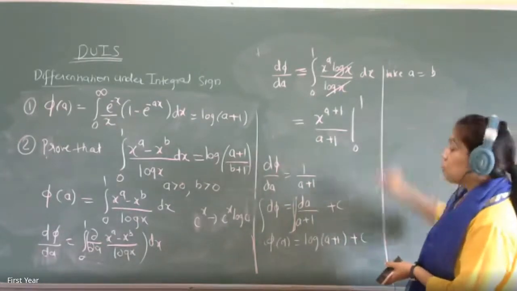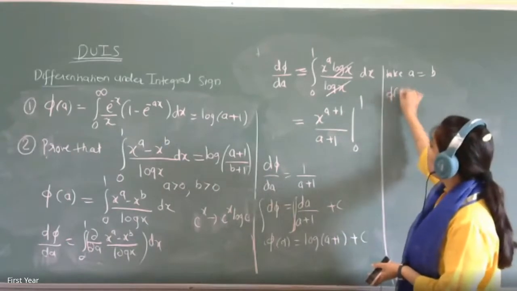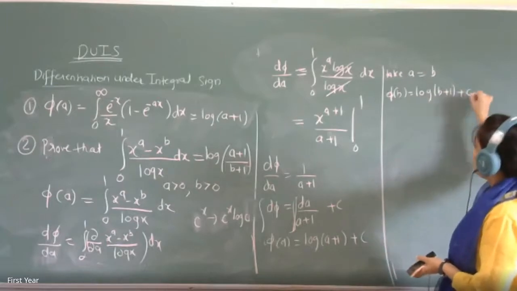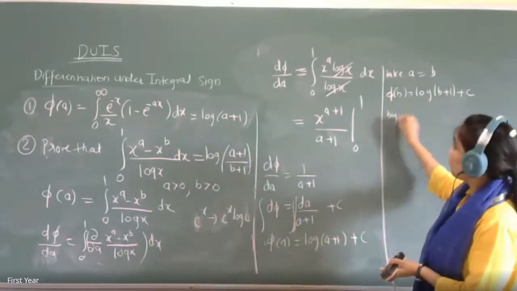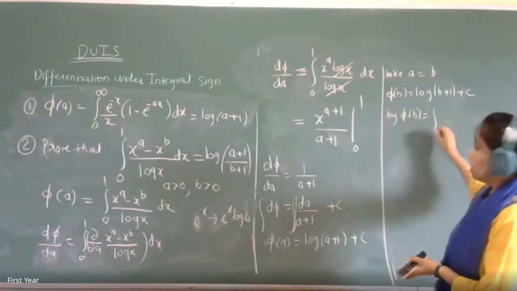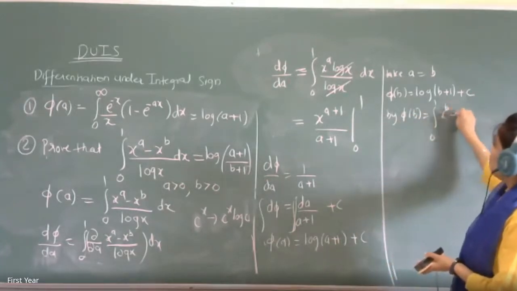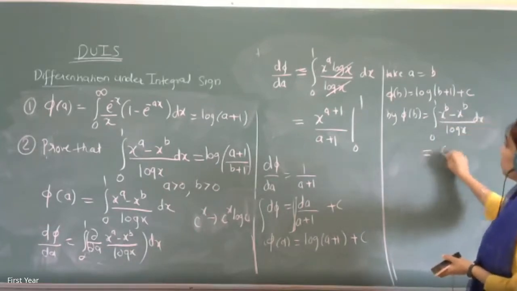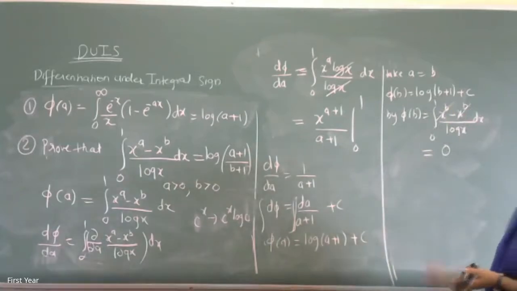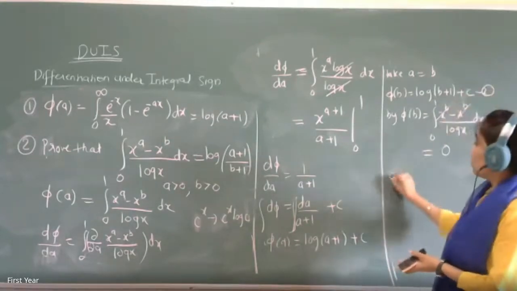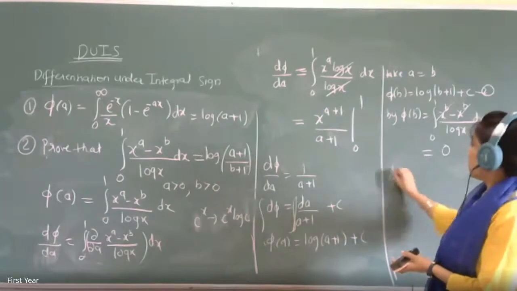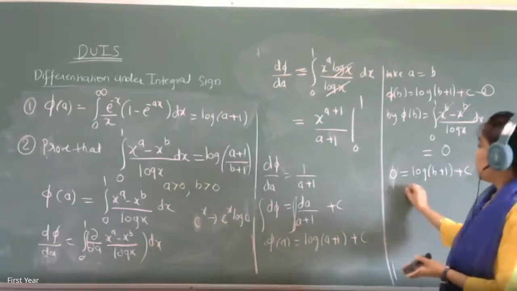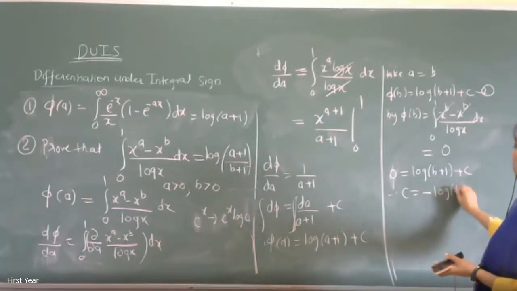So take a is equal to b, therefore you get phi of b is equal to log of b plus 1 plus c. But what is phi of b by definition of the question? Phi of b is nothing but the integration from 0 to 1 of x raised to b minus x raised to b upon log x dx, which is nothing but 0 because x raised to b cancels. And therefore your equation 2 becomes phi of b is 0, left hand side is 0, equal to log of b plus 1 plus c. And therefore c is equal to minus log of b plus 1.